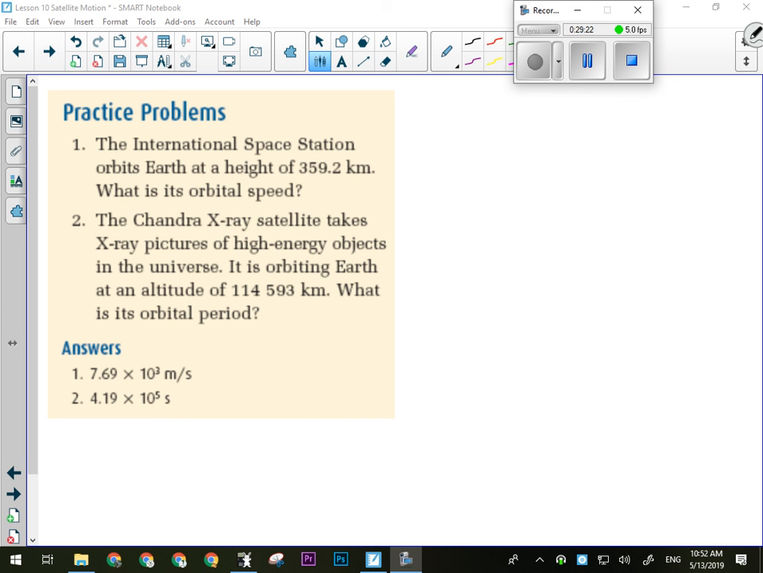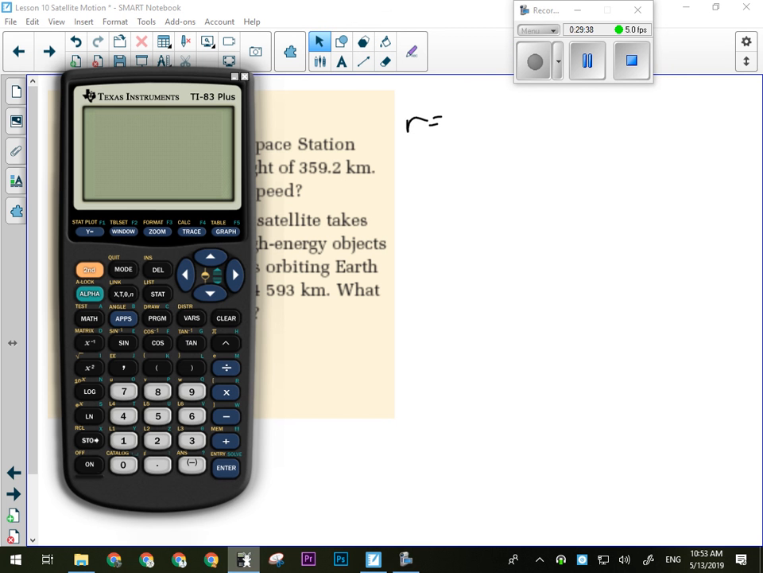Okay, so on number 1, we have the International Space Station orbiting the Earth at a height of 359.2 kilometers. What do I have to do with that number? I have to add the radius of the Earth and convert it to meters. So my true radius there will be 6.37 times 10 to the 6 plus 359,200 meters. All right, so that gives us 6.7292 times 10 to the 6 meters for our actual radius.